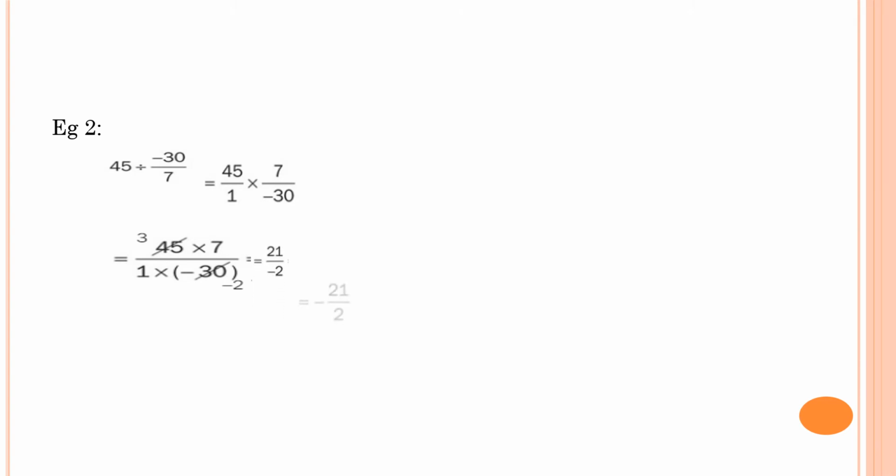Let us take one more example, that is example number 2. 45 divided by minus 30 by 7. I'll convert 45 into the form p by q, that is 45 divided by 1 into 7 by minus 30. 45 and 30 come in 15's table, so I divide it, 3s and 2s. So the answer will be 21 divided by minus 2. So I can write it as minus 21 divided by 2.